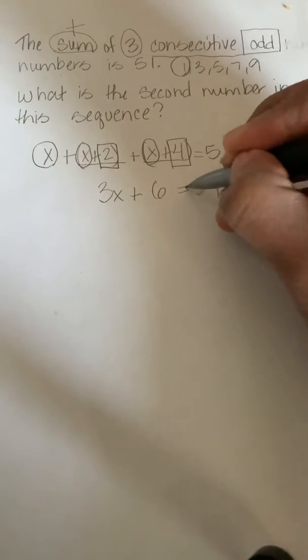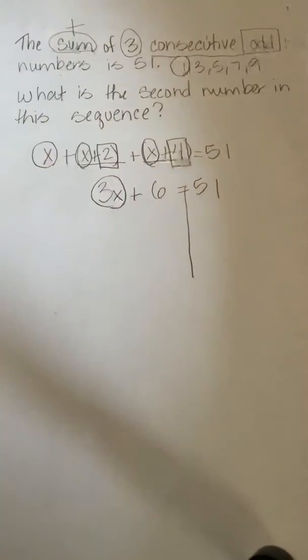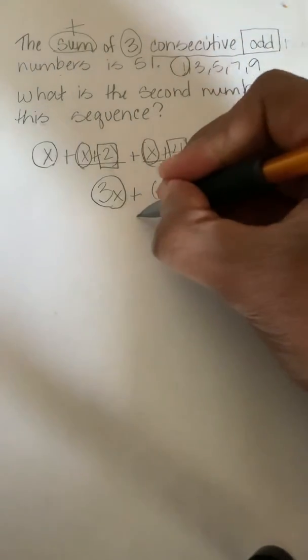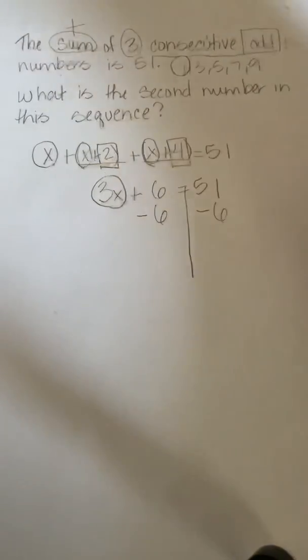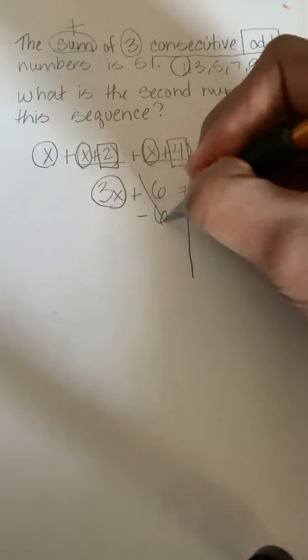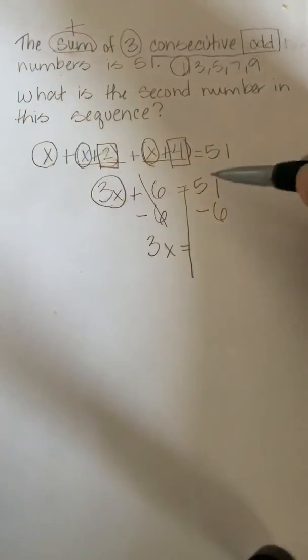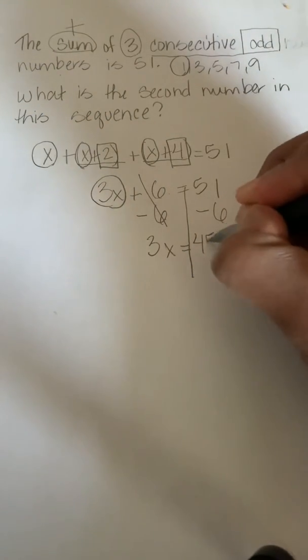Now, just like in our previous videos, we're solving for our variable x. In order to get x by itself and isolate it, we've got to perform inverse operations. The inverse of adding 6 is to take away 6. And whatever we do to one side, we've got to do the exact same thing to the other side. 6 minus 6 cancels out, leaving me with 3x. 51 minus 6 leaves me with 45.